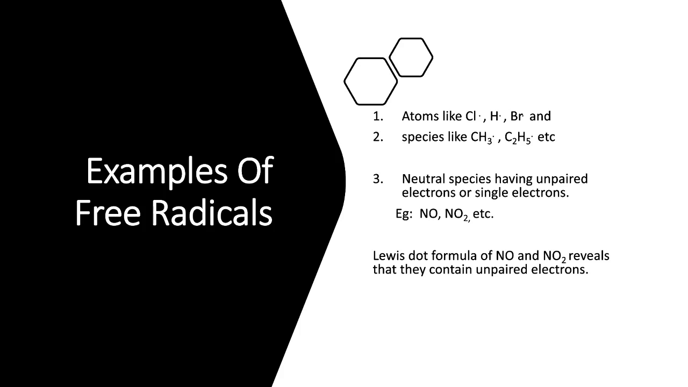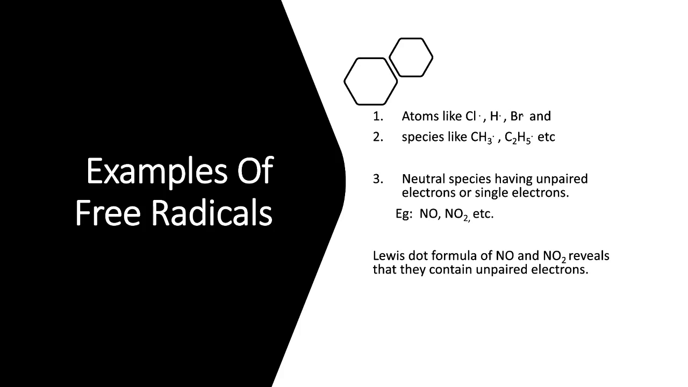And sometimes a group of atoms also contains an unpaired electron. They are called species. Group of atoms is known as species. The species like CH3 dot, this is C2H5 dot. CH3 dot is known as methyl free radical. And this is known as ethyl free radical, C2H5 dot. Dot is nothing but an electron.